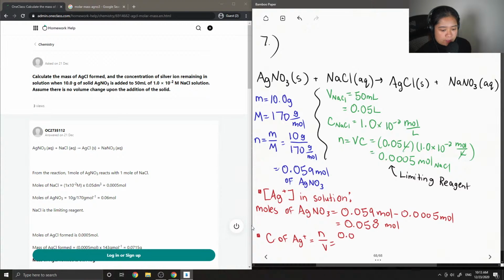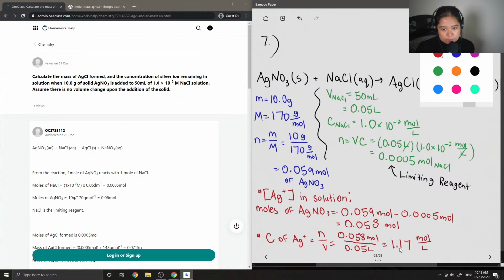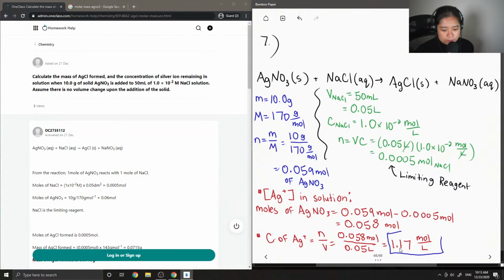So it's just going to be 0.058 moles divided by 0.05 liters. And you should get around 1.17 moles per liter. Okay, so now let's see what the junior tutor said.